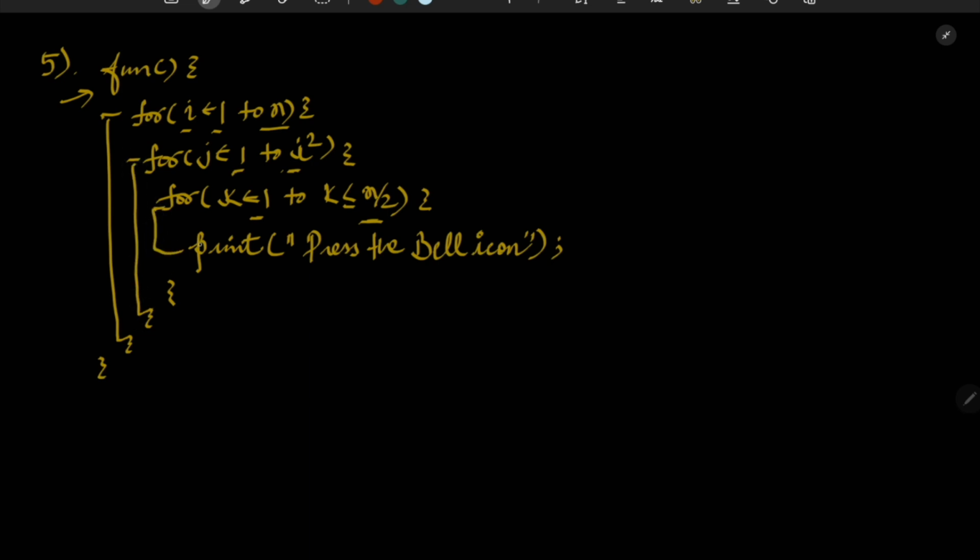So we have the outer loop, then this loop, then this loop, and inside the innermost loop we are printing a message.